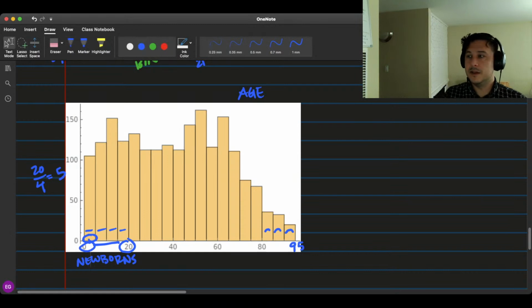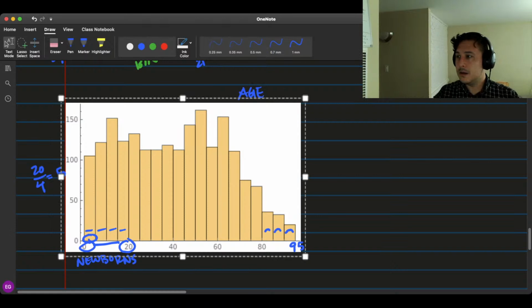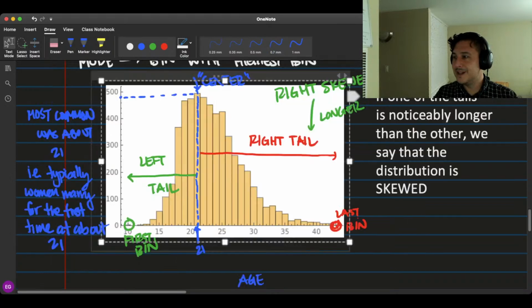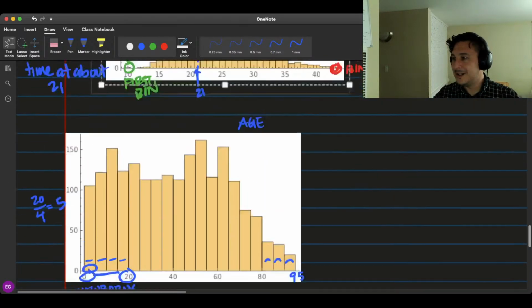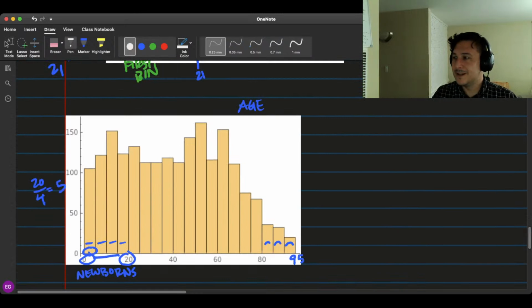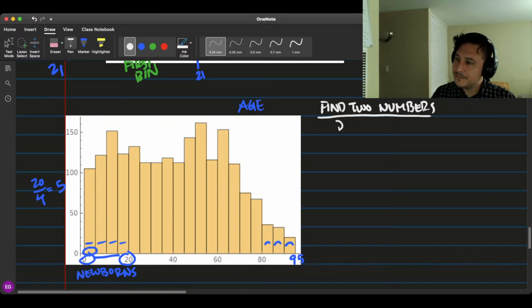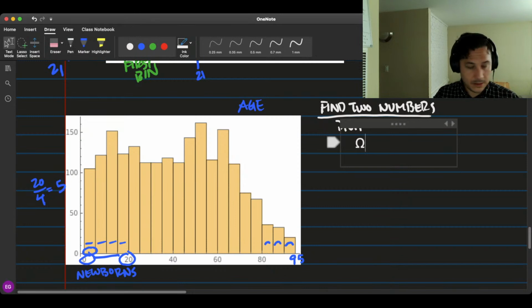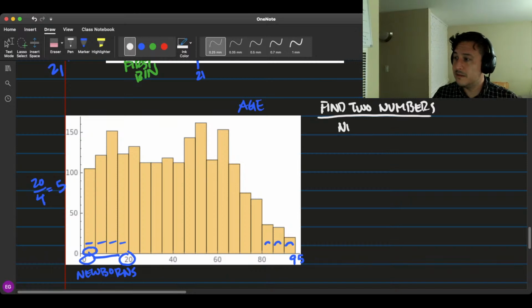So let's write that down. Okay, it's not letting me type. Please, computer, let me type. No! Okay, I'm just going to write it. Okay, so find 2 numbers and then divide by the number of bins between them. Divide by the number of bins.